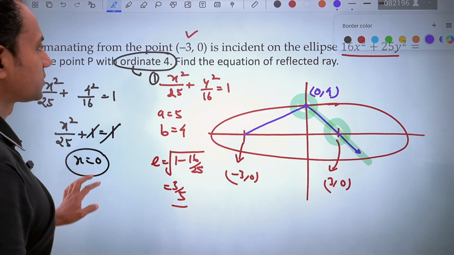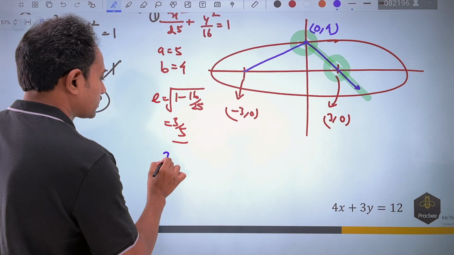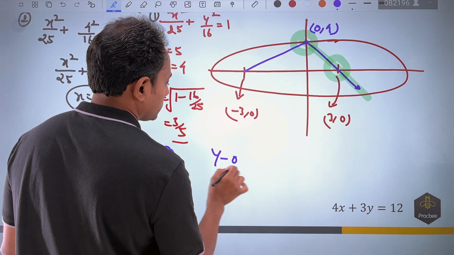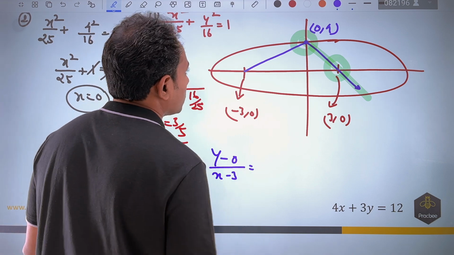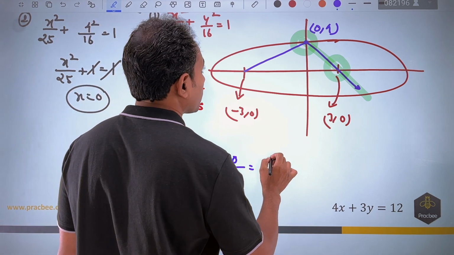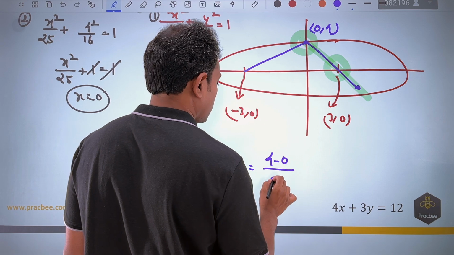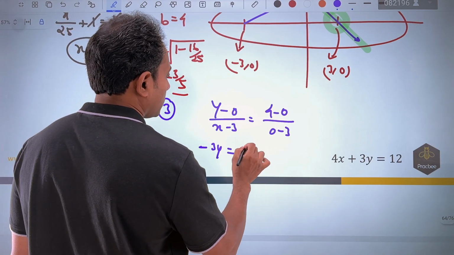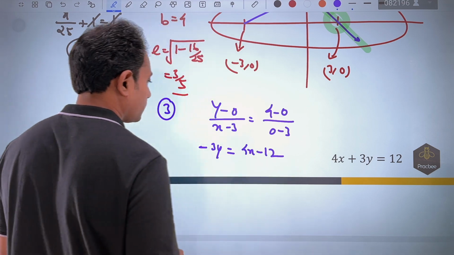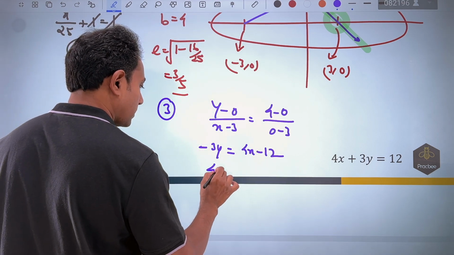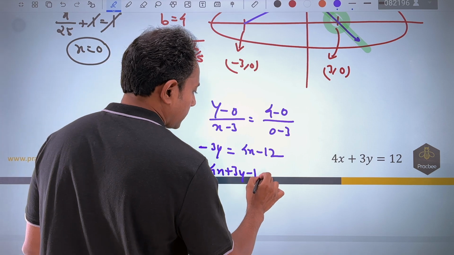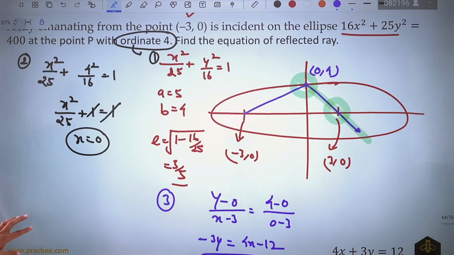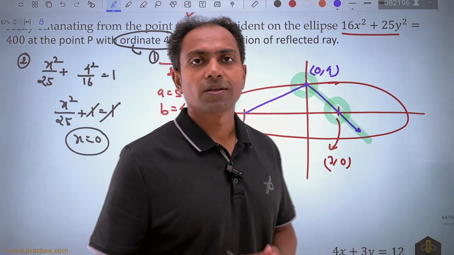So let us finish it off in the third step. If I write the answer, it is going to be (y minus 0) by (x minus 3) equal to (4 minus 0) by (0 minus 3). The equation comes out to be minus 3y is equal to 4x minus 12, or 4x plus 3y minus 12 equal to 0. So this is the basic idea, the core idea, using which we will solve questions based on reflection.